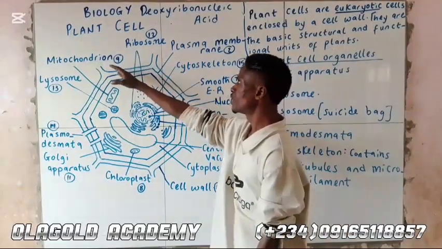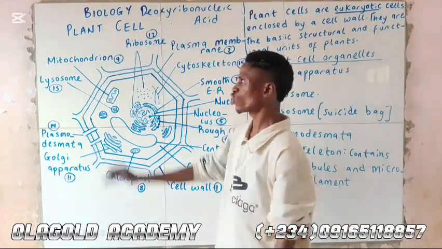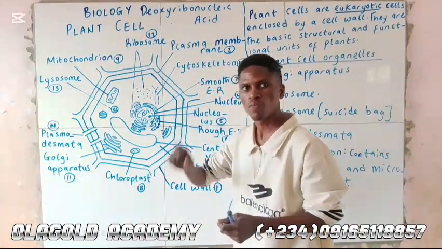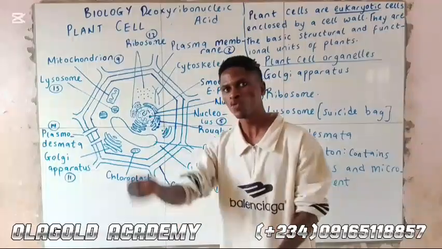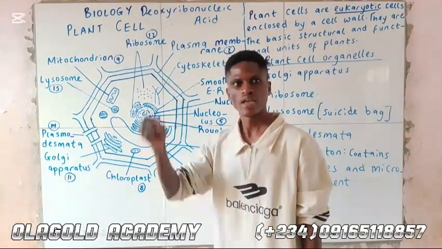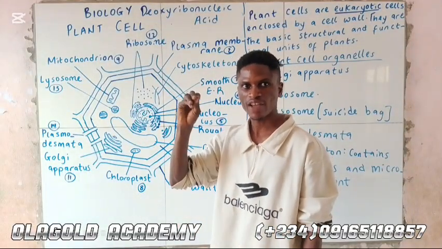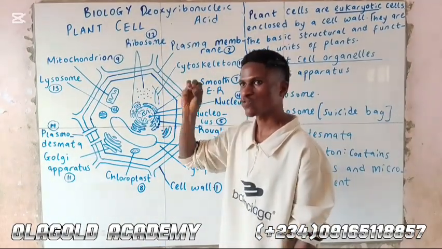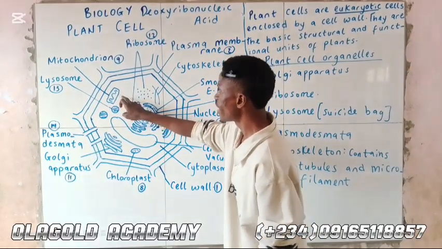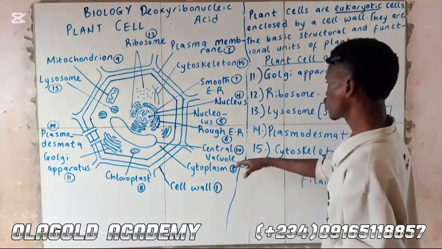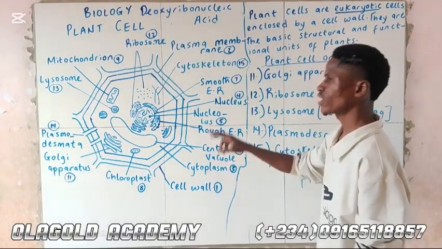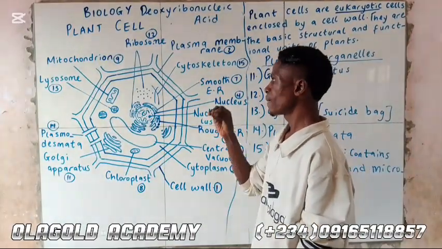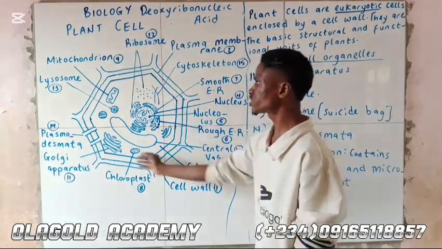Number 9, we have the mitochondrion. And I said that this mitochondrion is what helps to break down the glucose produced by this chloroplast into usable energy, which is ATP, adenosine triphosphate. The glucose produced here is being converted to usable energy at this mitochondrion. Number 10, we have the central vacuole. And I said that this central vacuole is what helps to maintain turgor pressure of the cell.